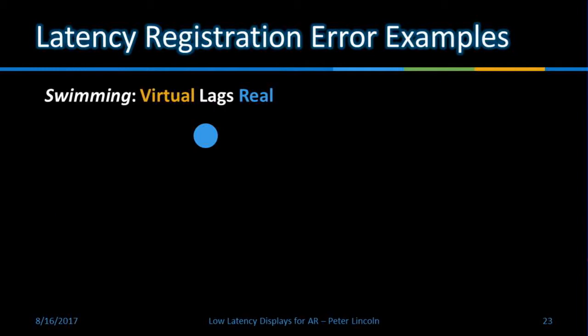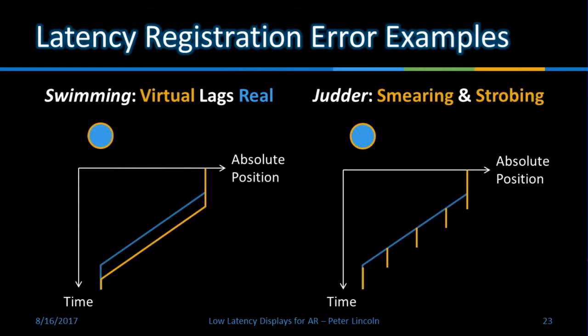The first sort of way that this error can appear is swimming. And that's where the virtual object seems to lag the real object. So here's our physical and virtual objects again. We're going to take a look at it and how it moves over time. And so as that ball moves to the left, the virtual outline around it is delayed behind it.